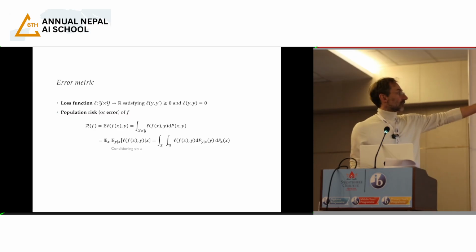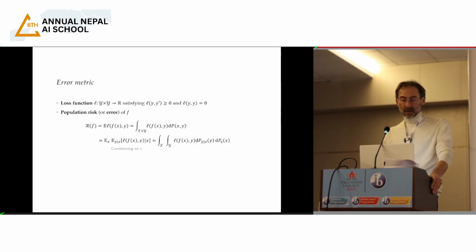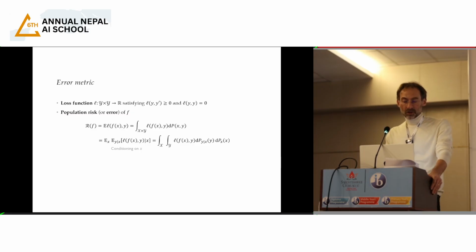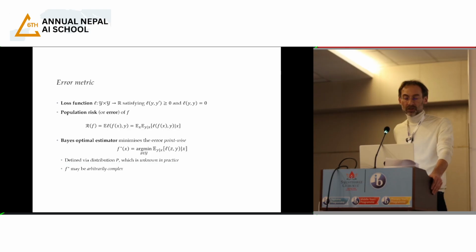So I can write, this is a double integral over x and y, the inputs and the outputs. I can write an expectation that is conditioned on x, for every sample. What would be the loss if I take the expectation over y, and then I take the expectation over x, and again under some technical assumptions you can do it. Then you can ask the question, what would be the best estimator for a given x? This is called the Bayes optimal estimator. It minimizes the error point-wise.